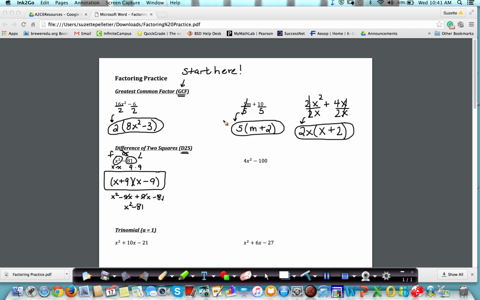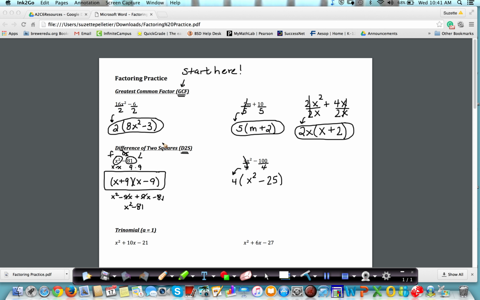Again, remembering that I always start with, do I have a GCF? I'm going to ask myself, is there something I can remove from both of these evenly? And the answer is yes. They're both divisible by 4. So again, don't forget to put the 4 out into the front. 4 divided by 4 is 1. Leaves me with x squared. And 100 divided by 4 is 25.